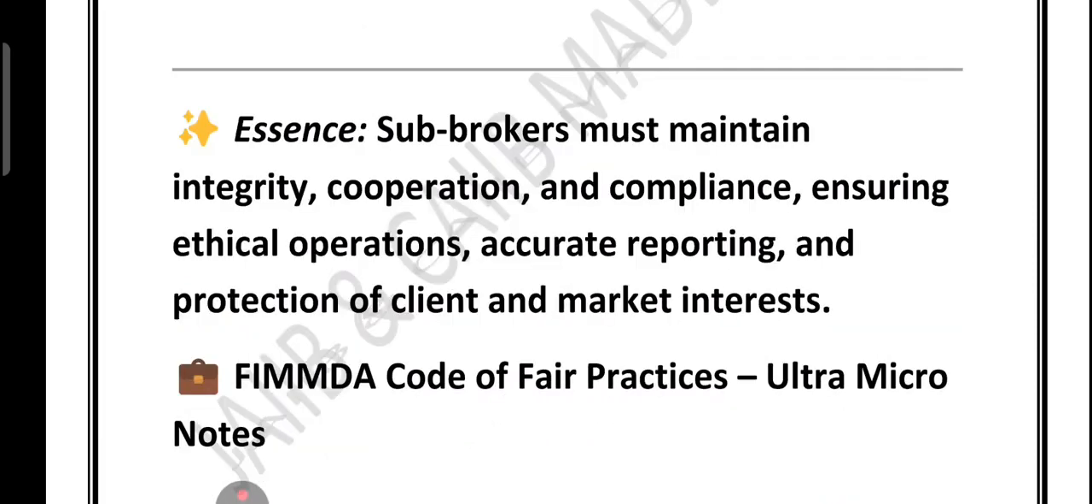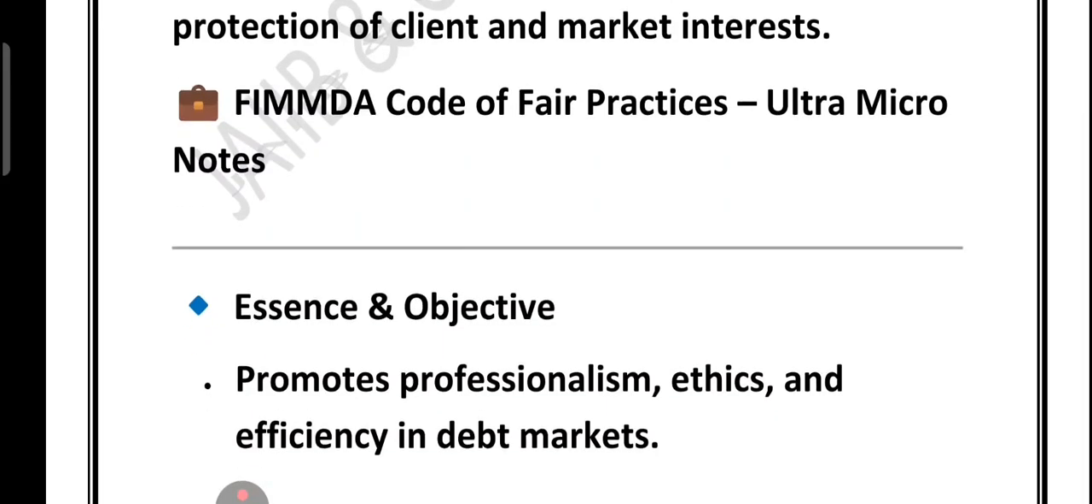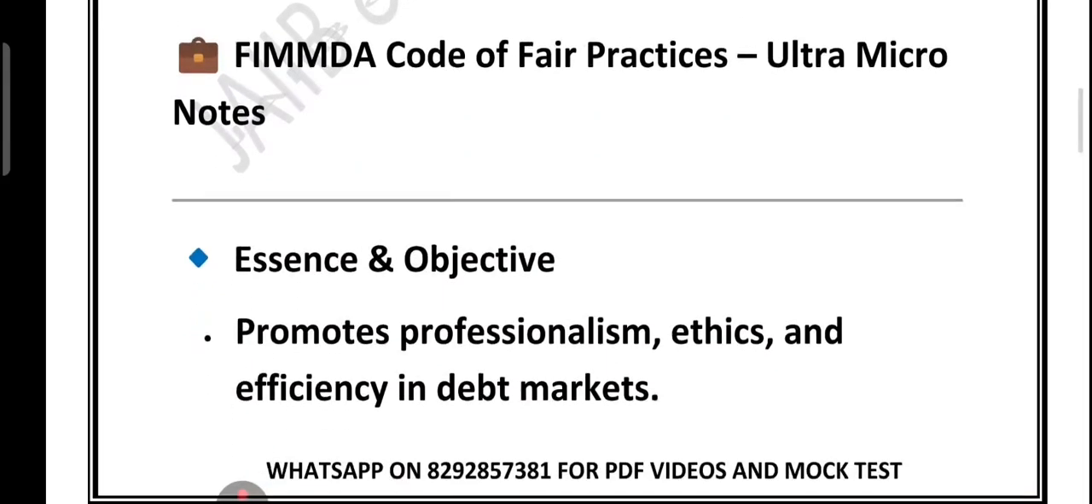Right. So this is what we have learned. Now let's talk about the FIMDA. So friends, let's talk about the FIMDA Code of Fair Practice. This is also often called the CFP, which is a key framework that sets the standard for how financial institutions should behave in the debt market.